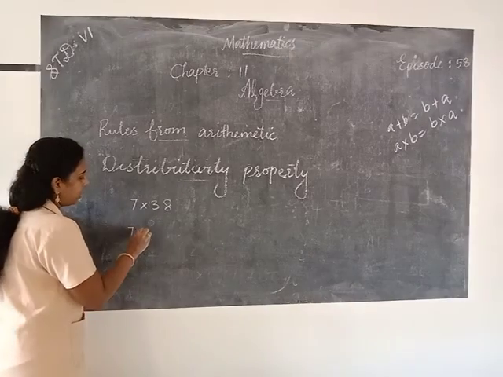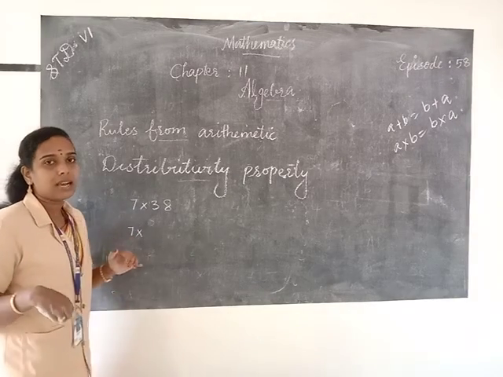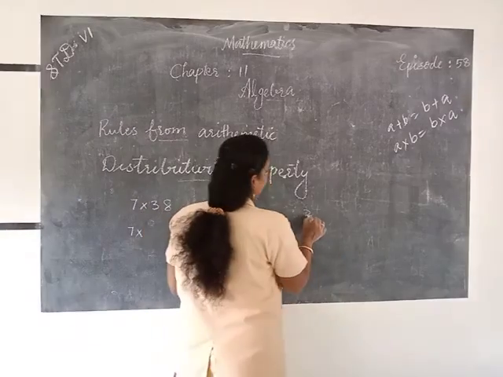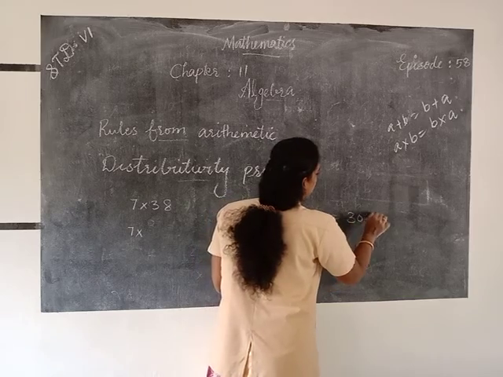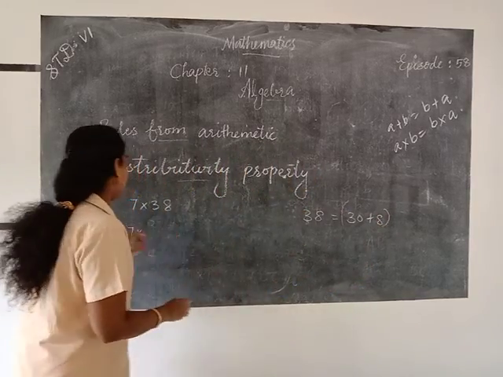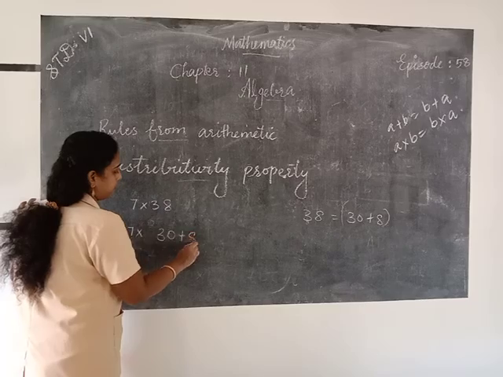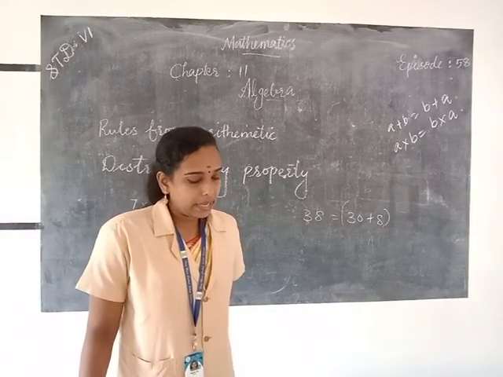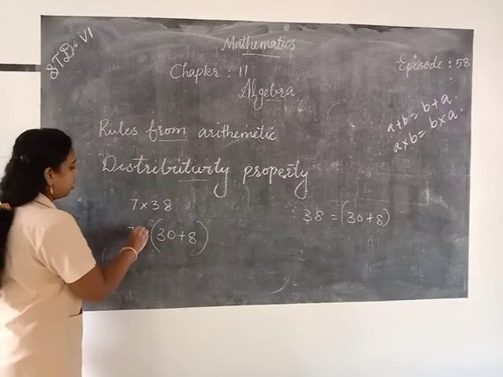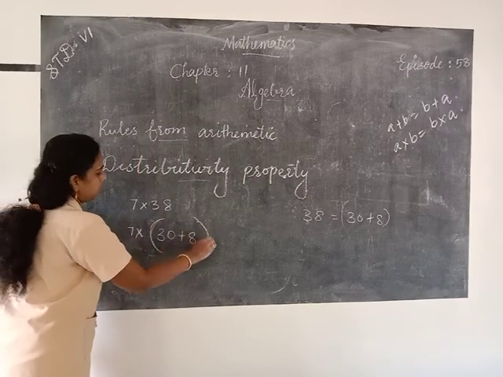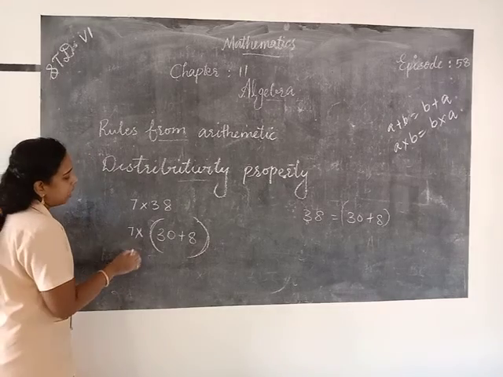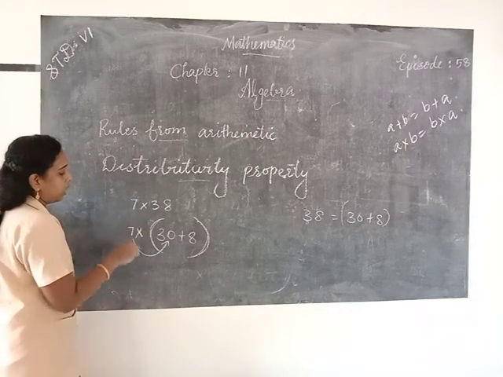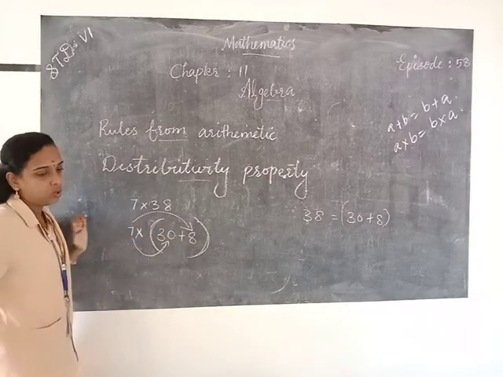That is 7 into, we can write 38 as the sum of 30 plus 8. So we can write 7 into 30 plus 8. And here we get the answer by first multiplying 7 into 30, then multiplying 7 into 8.